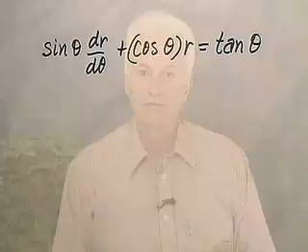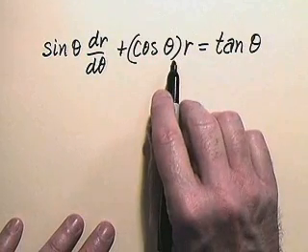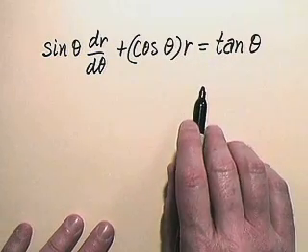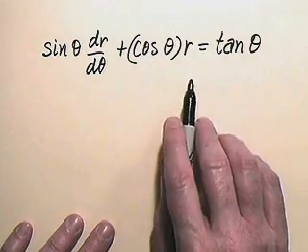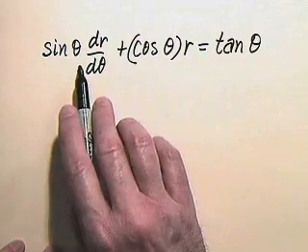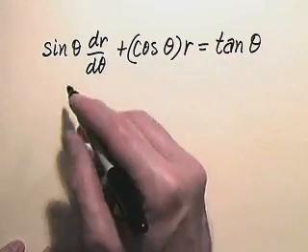Now let's solve a first-order linear differential equation where we're having to deal with trig functions. Here I have the equation sine theta dr d theta plus cosine theta times r equals tan theta. In other words, theta is our independent variable and r is our dependent variable. So to put this in standard form, let's divide through by sine theta.